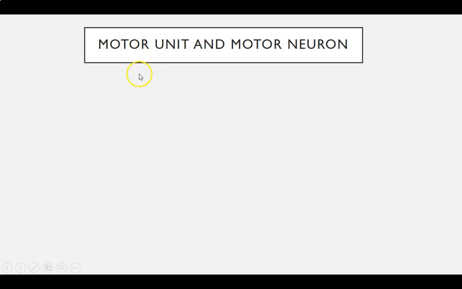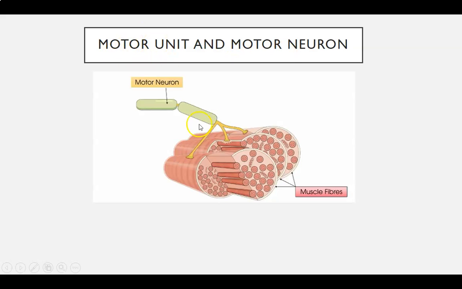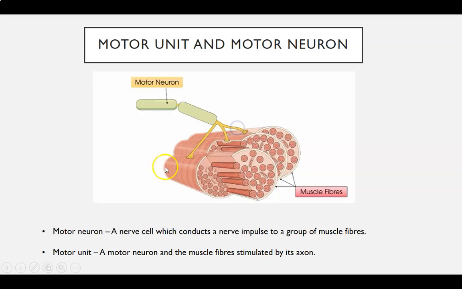Before we discuss what a motor unit is, we need to know what a motor neuron is. This here is a motor neuron, and a motor neuron is a nerve cell which conducts a nerve impulse to a group of muscle fibers. So when I said earlier a message gets sent from the central nervous system so that our muscles can contract, the message gets sent down this motor neuron.